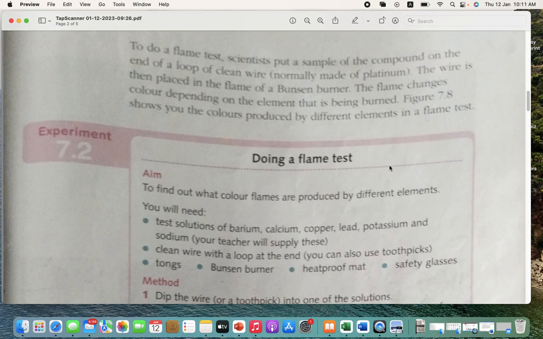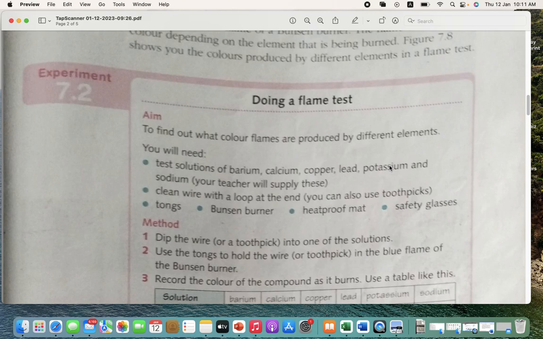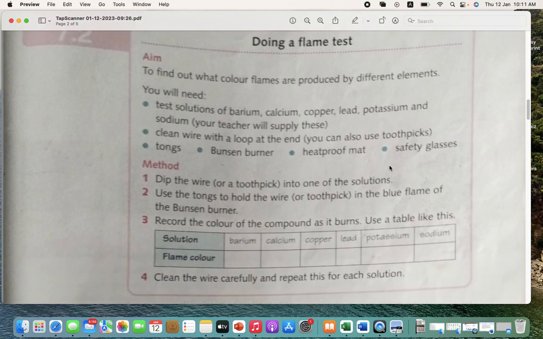Okay, now let's take a look at doing a flame test like we have described. So I expect some of us to try. You test a solution of barium, calcium, copper, lead, potassium, and sodium. We can do the test and see what color we're going to see, whether it matches with the color that we've just described. Is that okay?